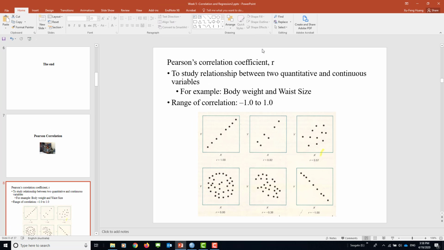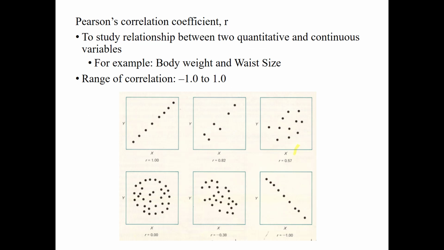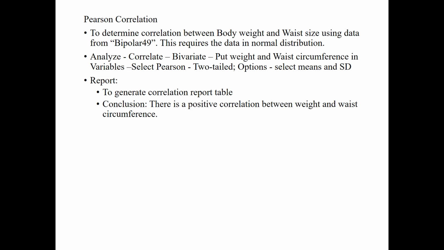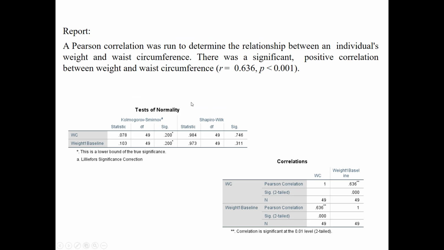Now we're back to this slide. So this is how I did it. I recorded it for you to be easy to follow and to do a report. First I did the normality test for both data sets, and they passed. Then I did the correlation, using the Pearson correlation here. Then you write a report, something like this.